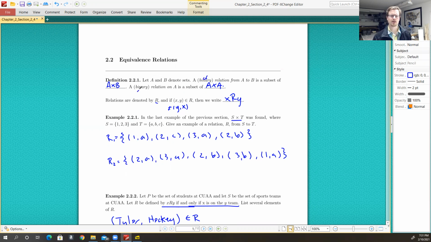The word binary, we don't really need to know. It's just kind of added in there. The emphasis is that we're looking at two things. An element from A and an element from B is essentially what's going on there. Binary, two. All right, that's all that I wanted to share for now.